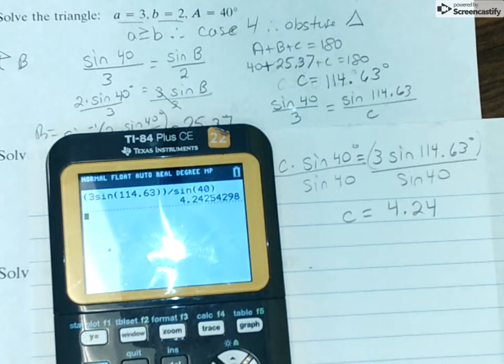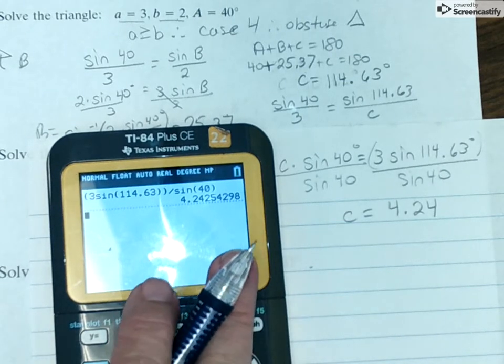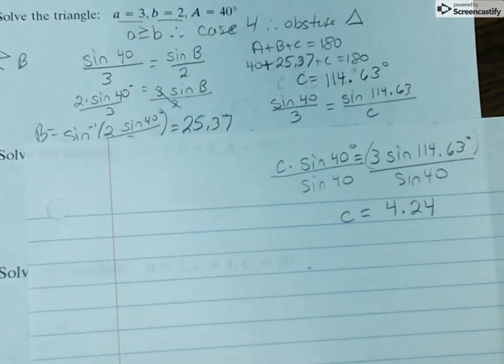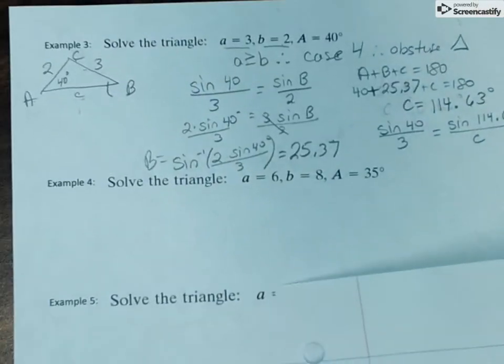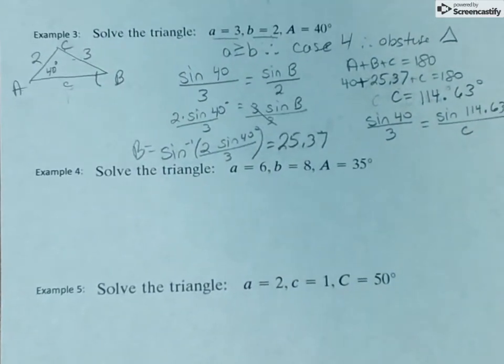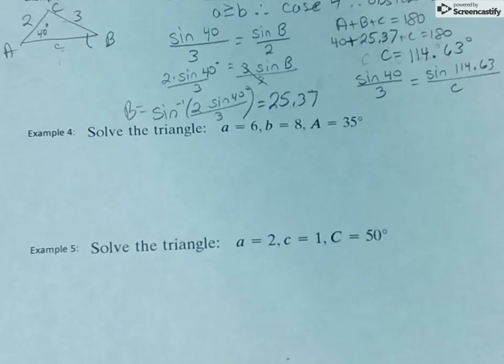We know every side and we know every angle. So again, solving means finding all three sides and all three angles. Okay, and let's come back to this next one. Example 4. We are given a, b, and angle A.